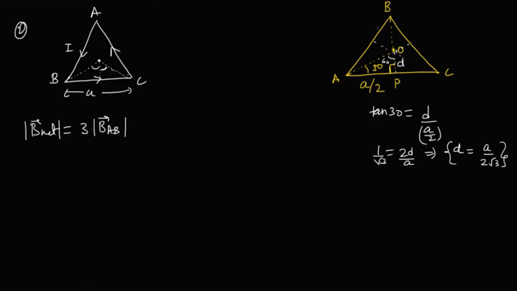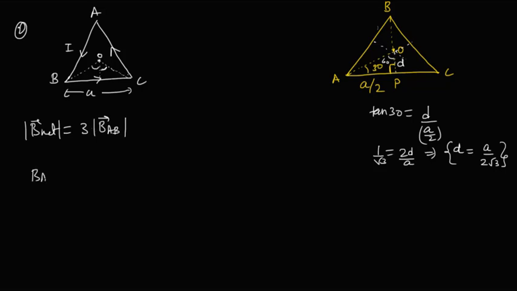Now we have to calculate the B net due to this current carrying equilateral triangular wire. We have to find this B net at this point O. We can definitely say that this is a symmetrical case, and B at O, the net magnetic field, will be 3 times the B due to one wire, let's say that is AB. So if I calculate the B due to AB, that is one arm, then I can multiply by 3 and calculate the B net.